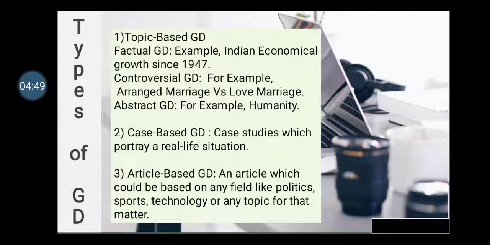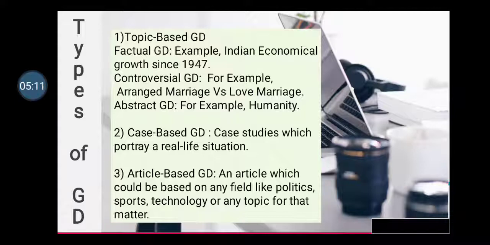So here again, this is something similar and it can lead into an argument, such topics. So you should handle it very, very carefully. For example, arranged marriage versus love marriage. The third one is abstract GD. Again here it's a physical presence, but the topics are conceptual or intellectual. So you need to think a lot on this.